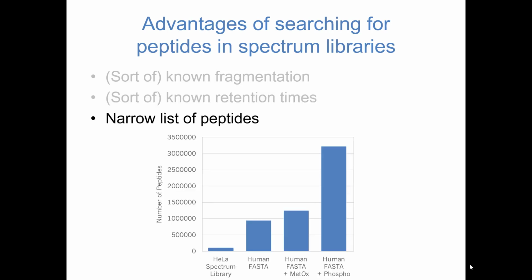Okay. The third, and I think probably the most important factor, is that a spectral library narrows down the list of peptides that you're interested in looking at. So if you're interested in looking at a HeLa spectral library, say around 100,000 or 150,000 peptides, that's a fairly large library as human libraries go. But if you compare that to all of the peptides, and this is for just straight pure tryptic peptides, that's around 1 million peptides in a human proteome.